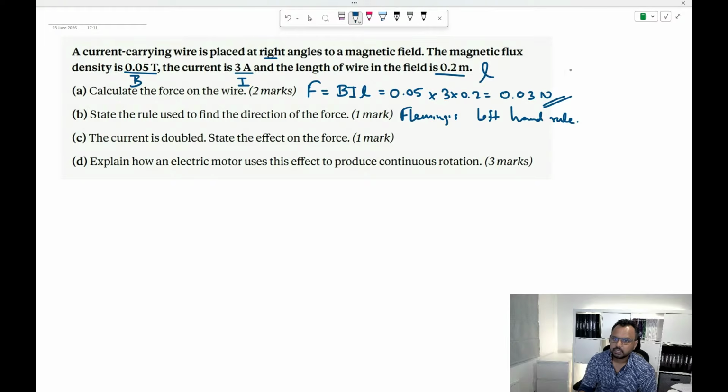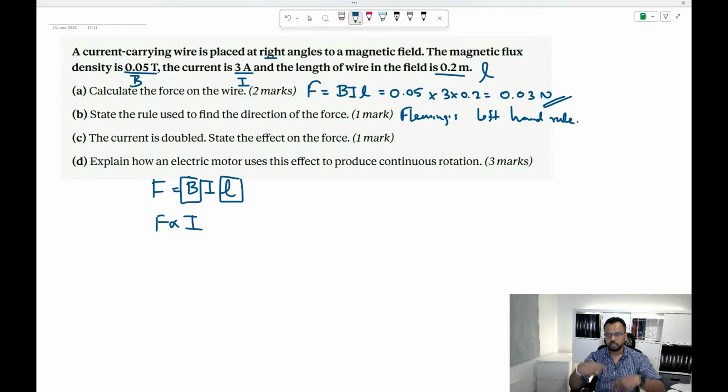Okay. The current is doubled. State the effect on force. Now, we know the formula is F is equal to BIL. As long as L and B remain constant, F is proportional to I. If the current is doubled, what will happen to the force? It will double too. Force will double. Thank you, Clipora. Yes, that is the correct answer.